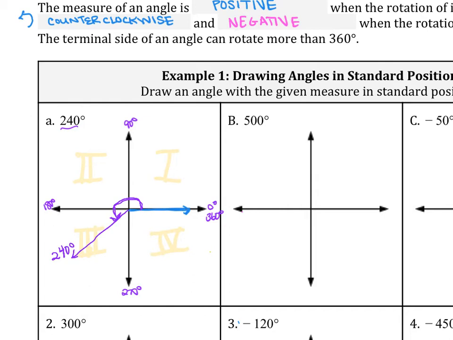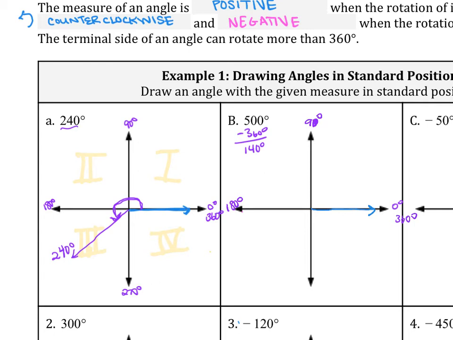Now 500 degrees, notice that's going to be greater than 360. A way to find that is we're going to subtract 360 degrees from 500. And when you do that, you're going to find that you have 140 degrees. So that helps us to know where we stop. So this is 0, 90, 180 degrees. And then notice this is 360. Our initial side, again, is here.